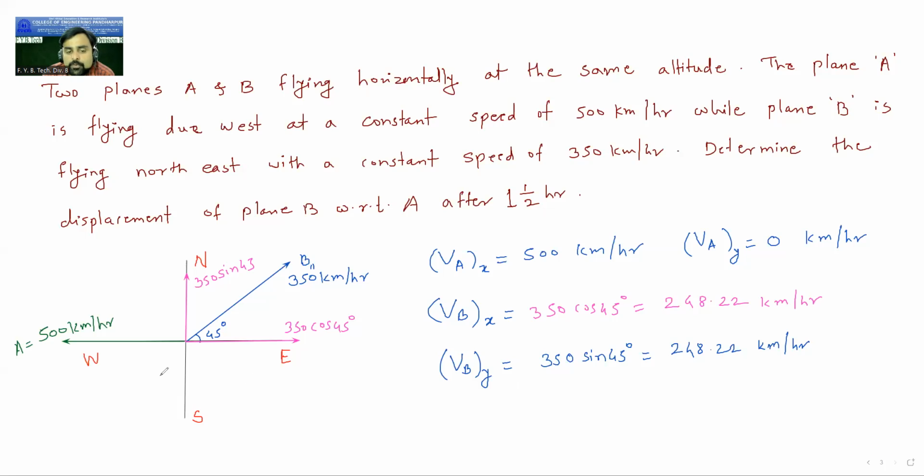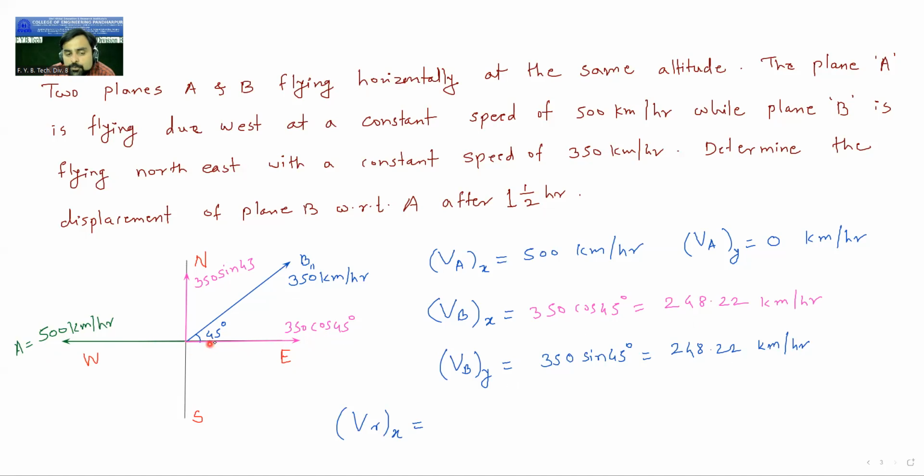Now we want the relative velocity in x direction. So what is the relative velocity in x direction? See, this is our x direction. X means horizontal. So here this plane A is moving horizontally with 500 kilometer per hour, and in this direction plane B is moving with 350 cos 45, which is 248.22. So both of them are moving in opposite directions.